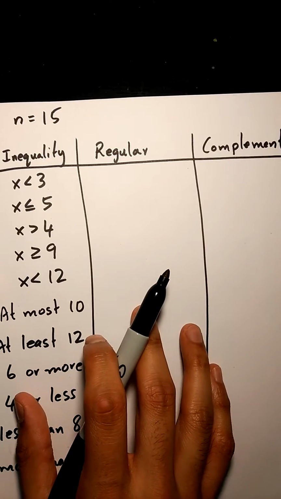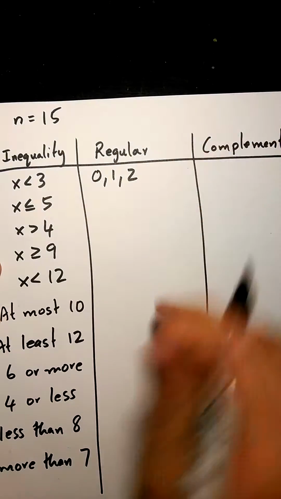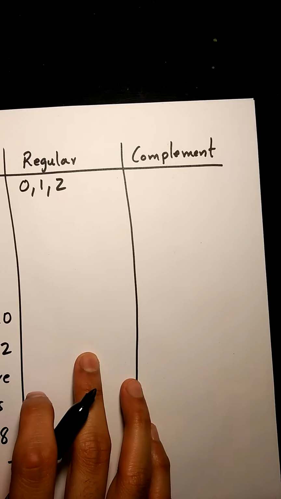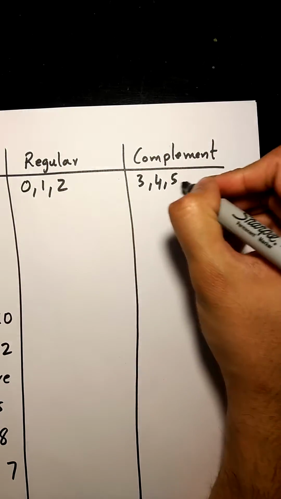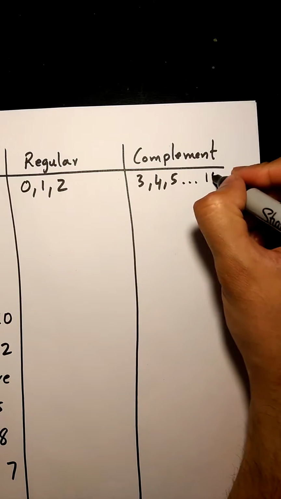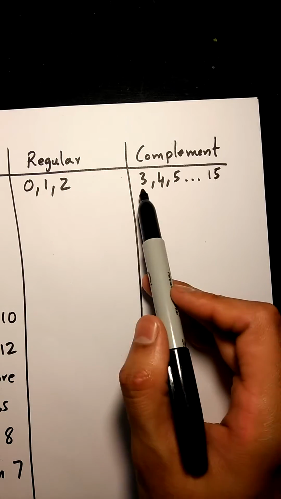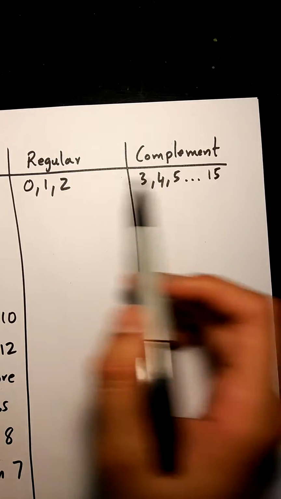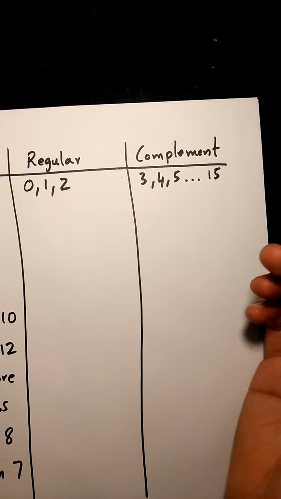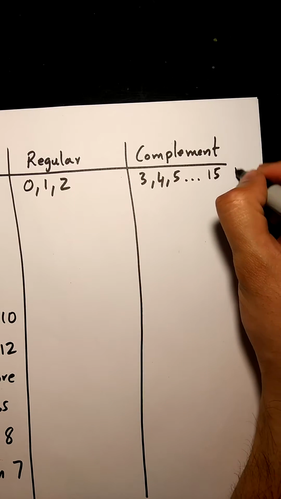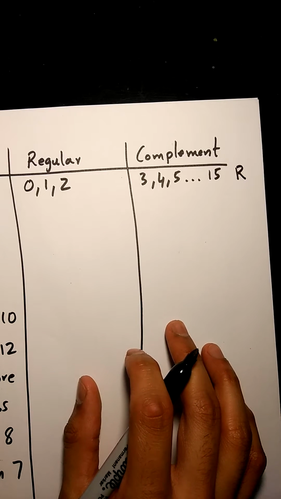Okay, so let's start with this first one here. X is less than 3. You know that means x is 0, 1, or 2. That's 3 calculations. Our complement would start at 3. We will go all the way up till our max of 15. So in our regular rule, we have 3 calculations. In our complement, we have 13. It's a total of 16 calculations. Are we going to choose to do 3 calculations or 13? Obviously 3. So we're going to pick our regular rule, our regular values of x in this first example.